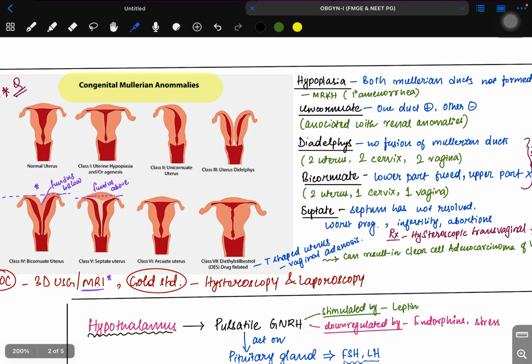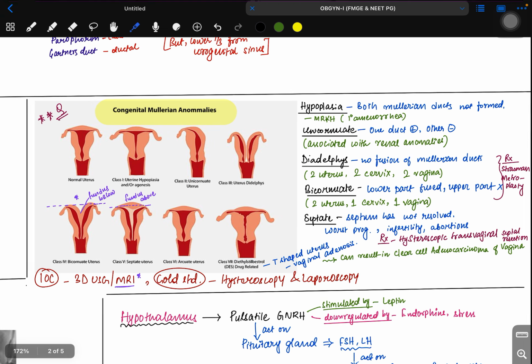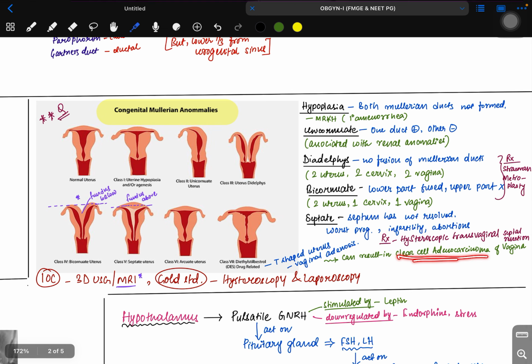And this you can find, this is the diethylstilbestrol, that is a drug related, okay. So it will give rise to a T-shaped uterus. You can find this is a T-shaped uterus and it will cause vaginal adenosis, and it can also result in clear cell adenocarcinoma of the vagina.